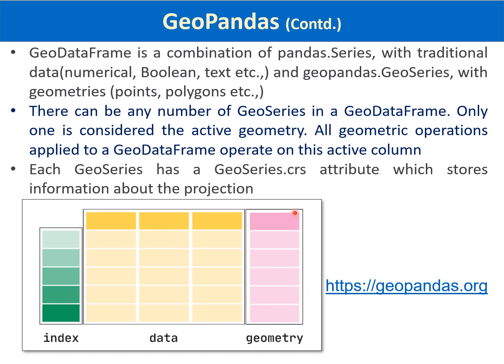The benefit is you can have geometries specific to one coordinate projection system in a column. Similarly, you can have various columns. At any time, one column is active. All geometric operations applied to a GeoDataFrame operate on this active column. Each GeoSeries has a geoseries.crs attribute. CRS is the short form for coordinate reference system. So it has an attribute which stores information about the projection system.